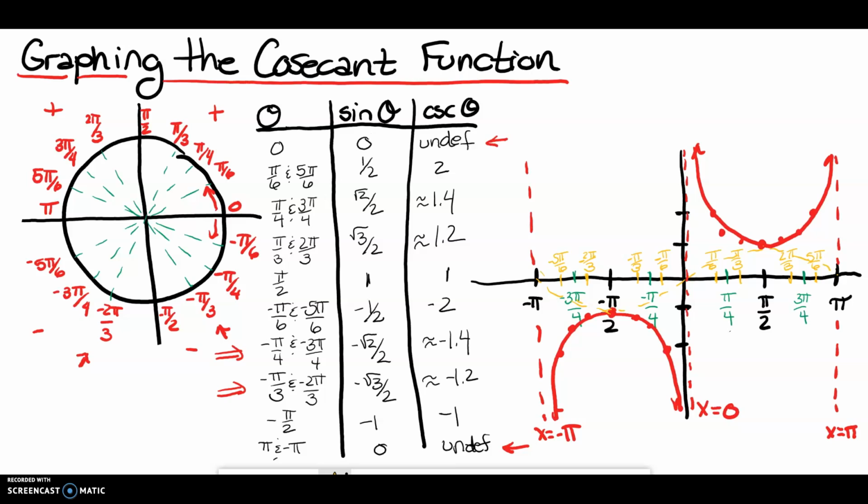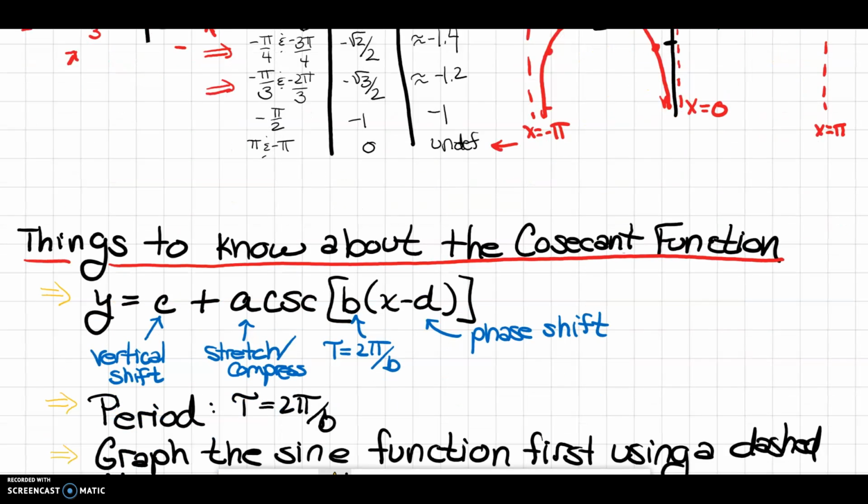Wherever my sine function crosses my vertical shift, I have an asymptote. If my sine function is down, I have a parabola-looking thing that faces down. Whenever my sine function is up, I have a parabola-looking thing that is facing up. So I'm going to use that to help me graph my cosecant function.